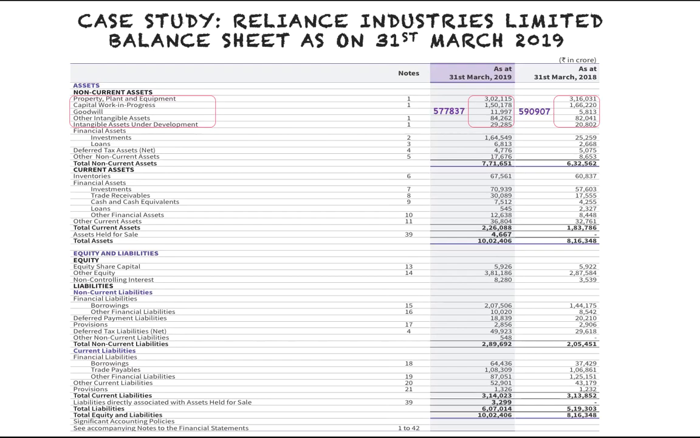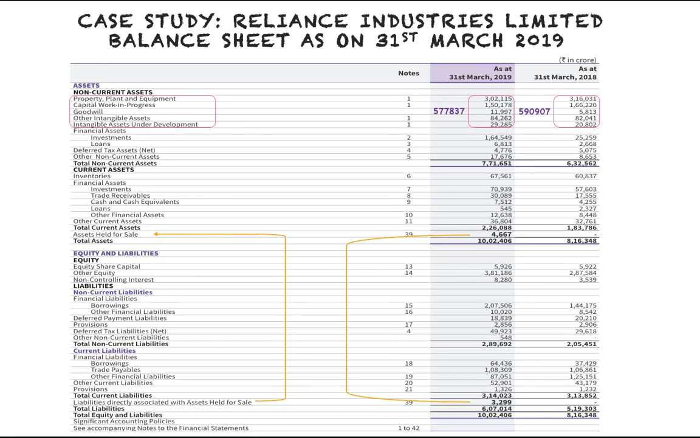You can read note number 11 if interested. All these notes you can read to confirm what we are talking about. Next item is assets held for sale. You can see 4,667 crore versus liabilities relating to these assets of 3,299 crore. Note number 39 will tell you why these things are kept.